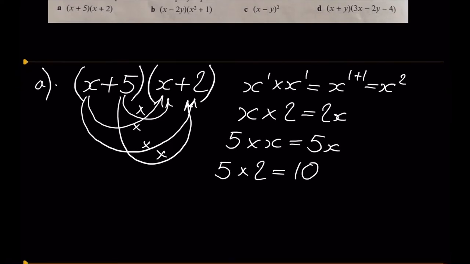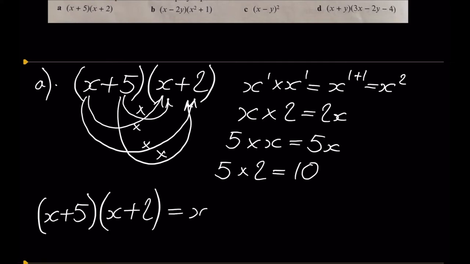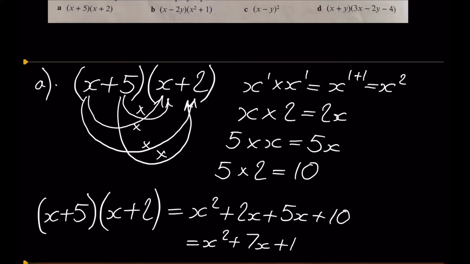So the answer to x plus 5 multiplied by x plus 2 is equal to x squared plus 2x plus 5x plus 10, and this is all equal to x squared plus 7x plus 10 when we simplify it, because the 2 and the 5 are multiplied by the same variable x, so we can add 2 and 5 together to get 7.